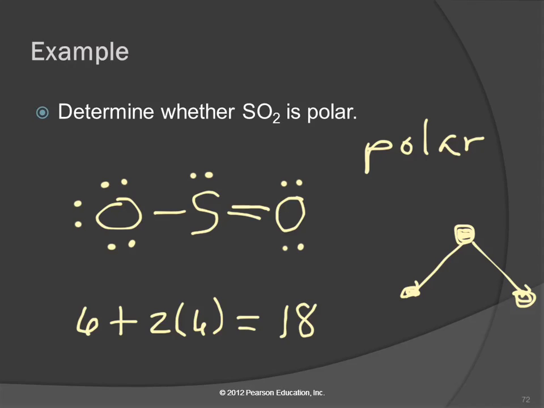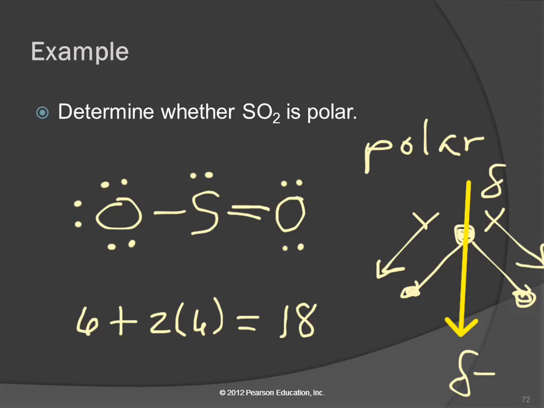And so the oxygen is more electronegative than the sulfur, and so we've got our dipoles going like this, and the overall dipole is going to go like that. And so this end is going to be negative, and this end is going to be positive. Kind of getting a feel for how to predict whether these are polar or nonpolar?